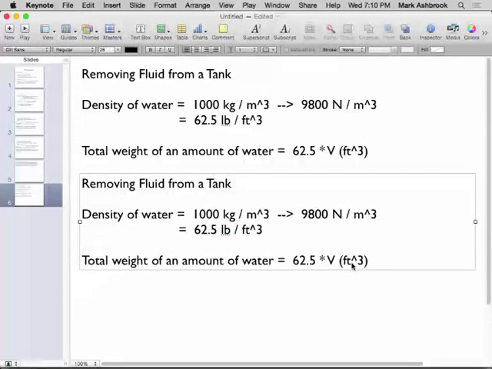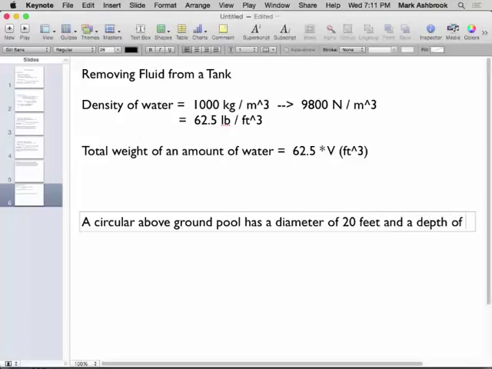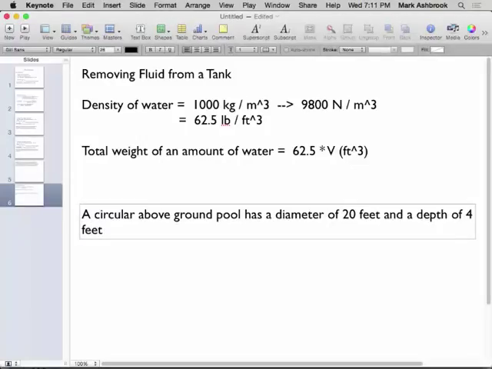Okay, so let's do one easy example here. A circular above ground pool has a diameter of 20 feet and a depth of 4 feet and, by request, is filled with chocolate milk, which has a density, I don't know, I'm guessing, let's see, what are we in here? So if we've got feet, so 74.3.